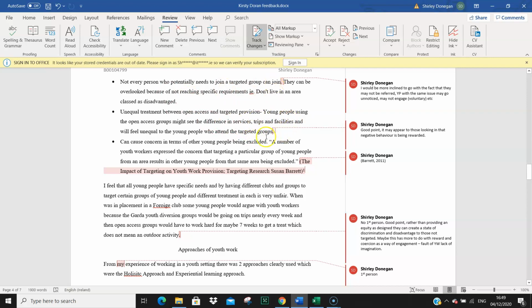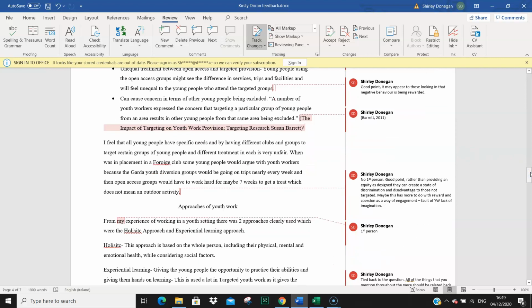This again is a good point, a bit of a repetition from earlier, but it may appear from those looking in that negative behaviour is being rewarded. In those cases, here, just for your citation, Kirsty, it should be Barrett, 2011. We don't name the whole thing in our references.